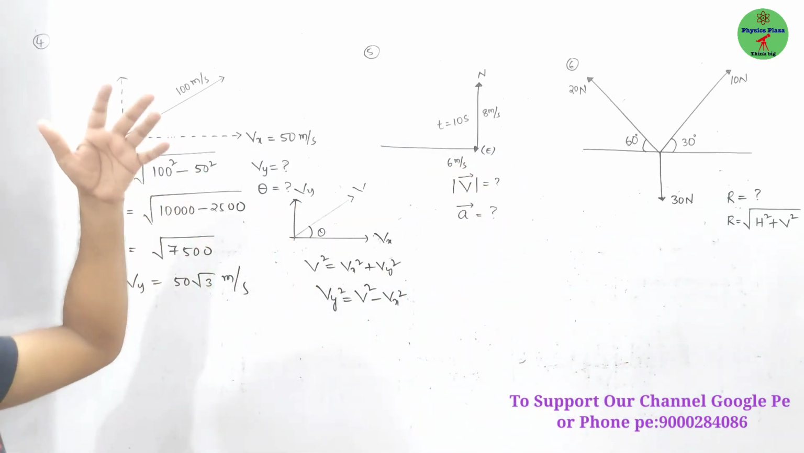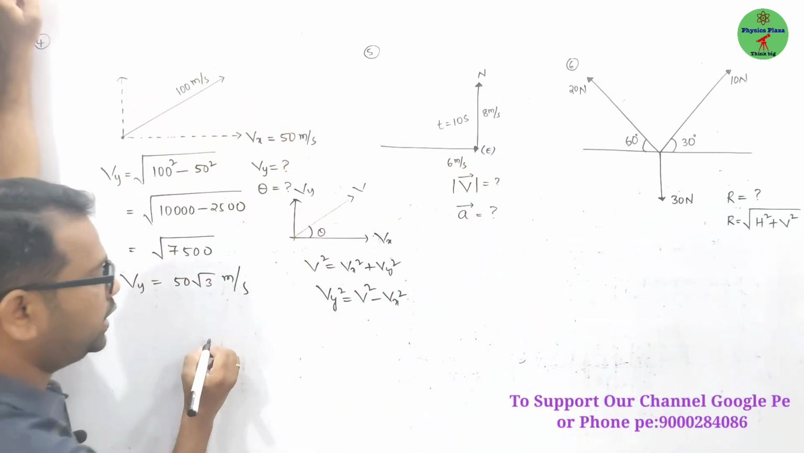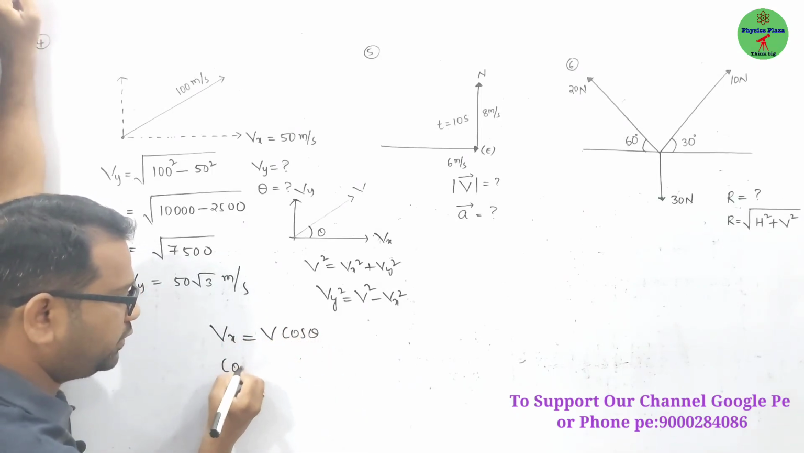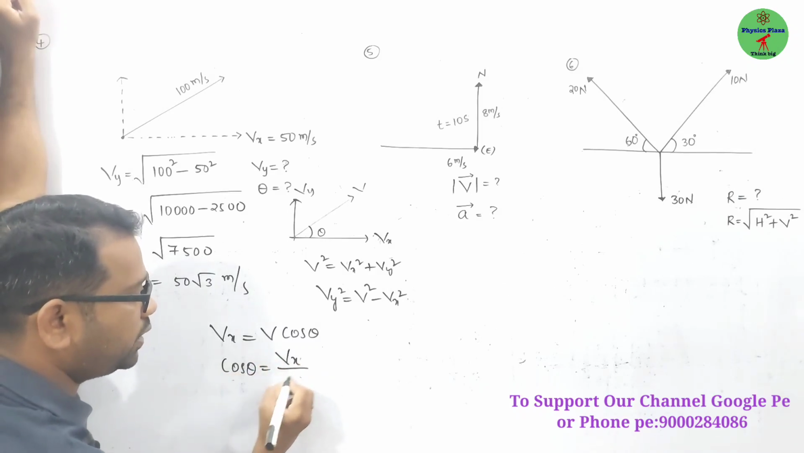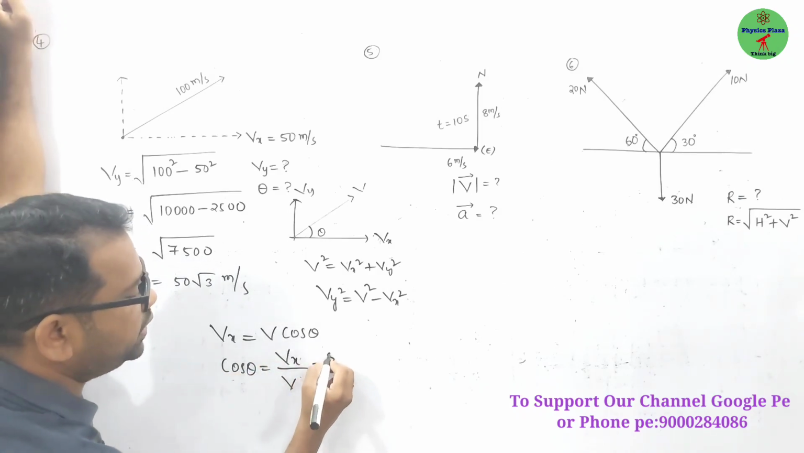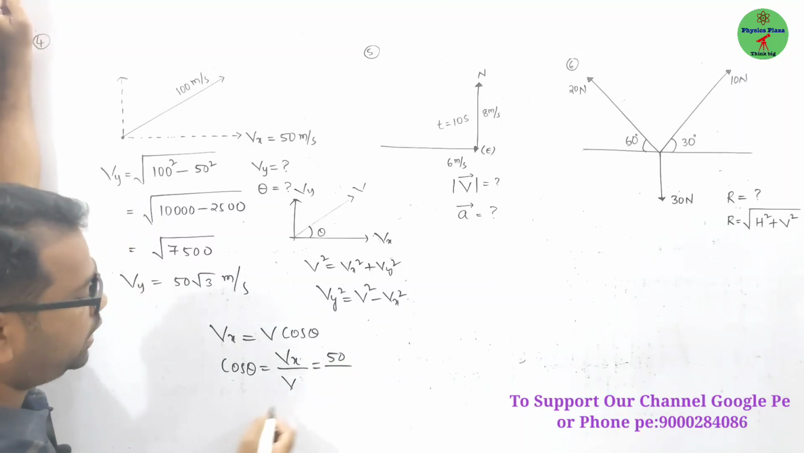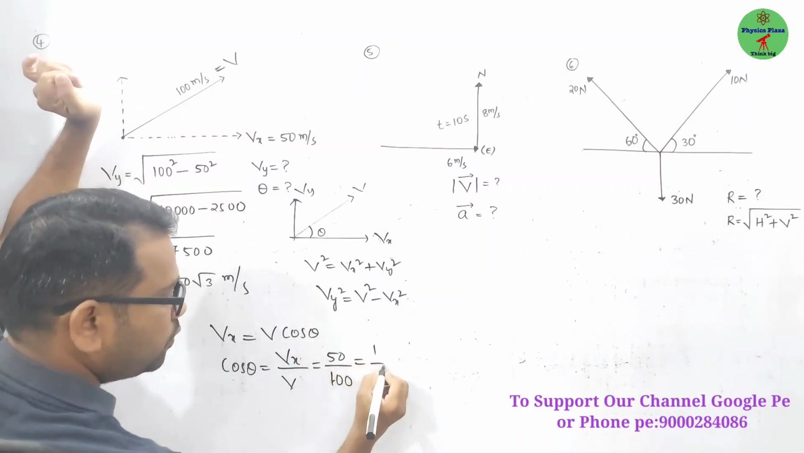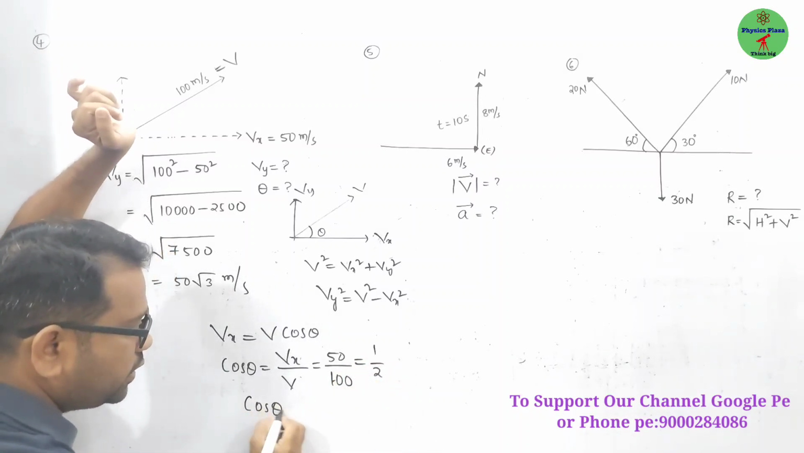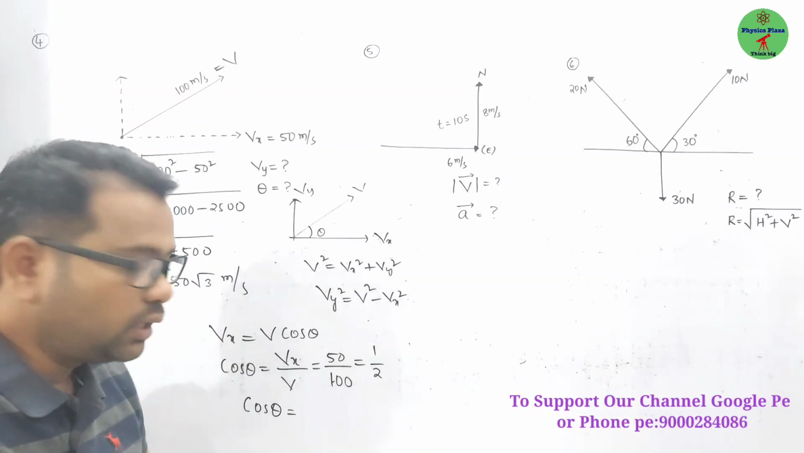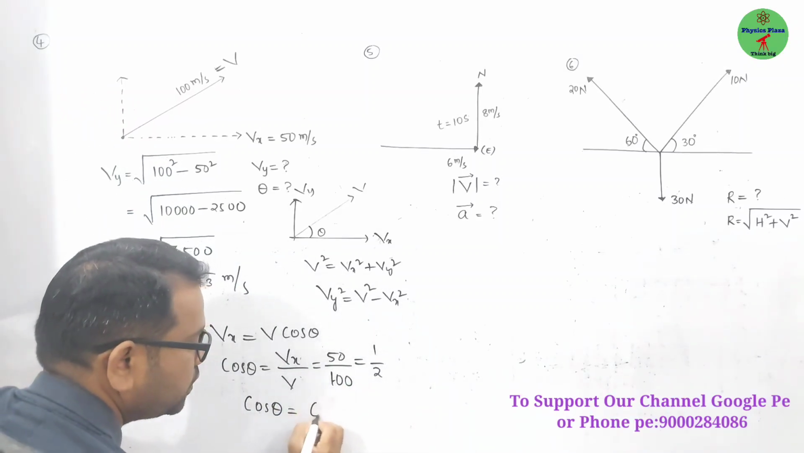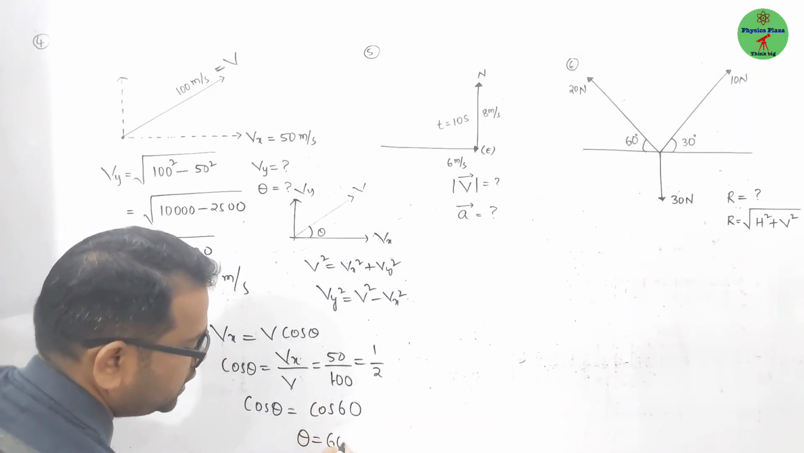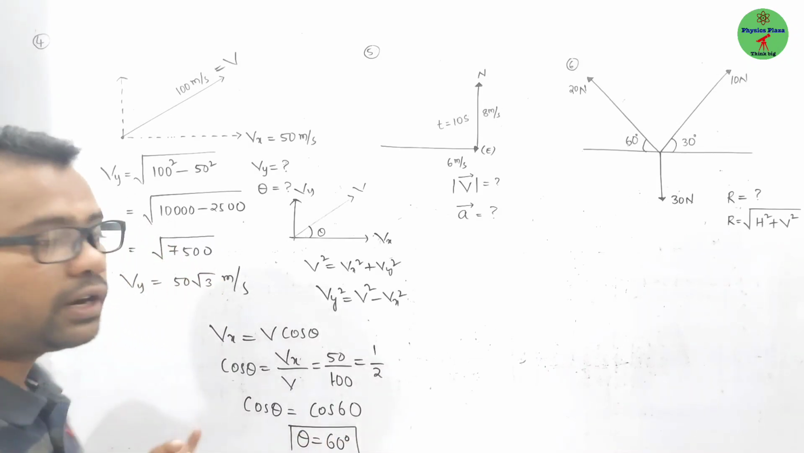Yes, let us take either the horizontal component or the vertical component. Children, let us take Vx is equal to V cos theta. So now can I write like this? Cos theta is equal to Vx by V. Yes, Vx is how much? 50. Okay, 50, and V is how much? This is V, children, the resultant one. So it is 100. So this is going to be 1 by 2. So here cos theta is equal to 1 by 2. For what angle of cos, children, will the value be 1 by 2? That is cos 60 degrees. As cos theta is equal to cos 60, theta is equal to 60 degrees. Very simple. Don't get confused at all.